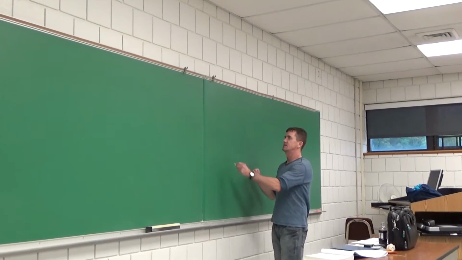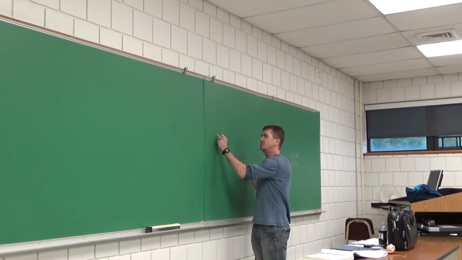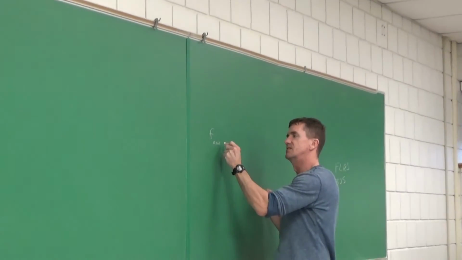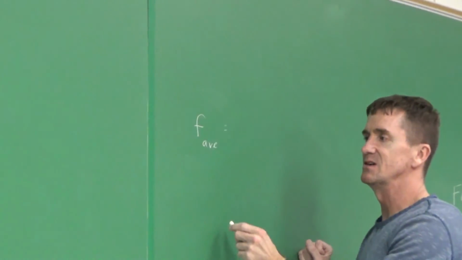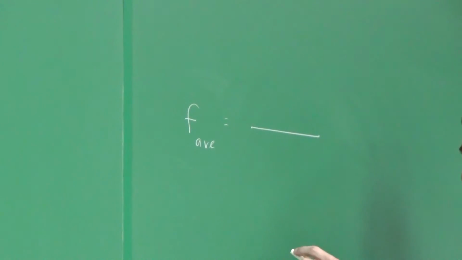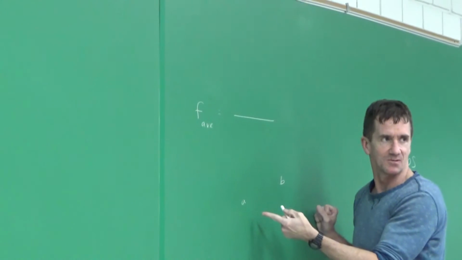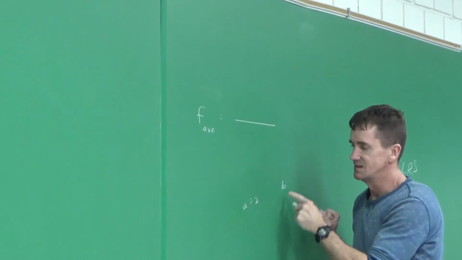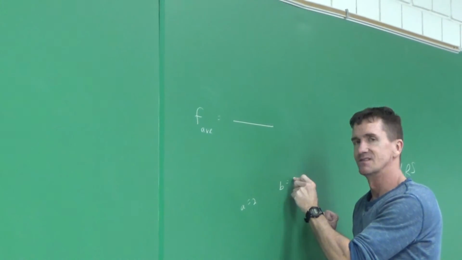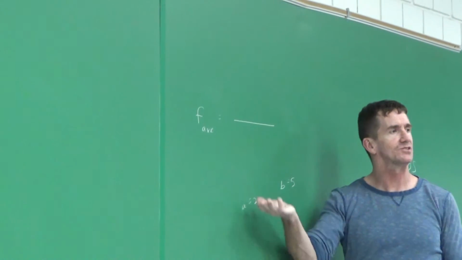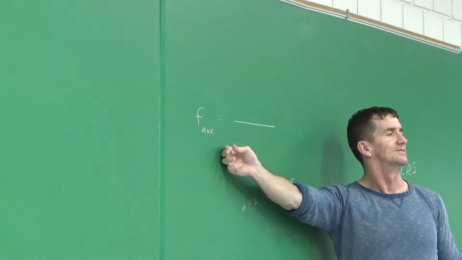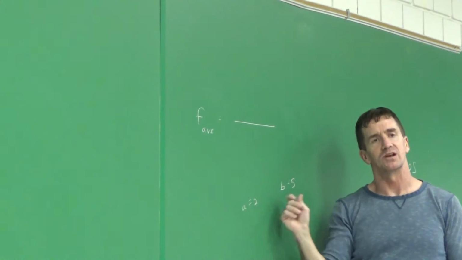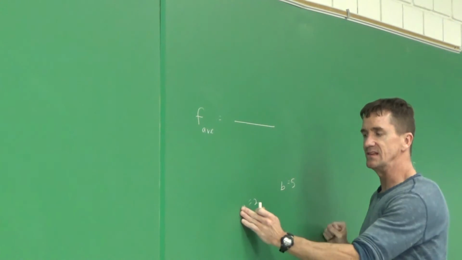If I had to find the average value of a function, I'll just write f, between two values like a and b, and these are just two numbers. Let's say a was 2 and the b value is 5. And I need you to find the average value of the function f from x equals 2 to x equals 5. So you don't even have to think of these as a's and b's.